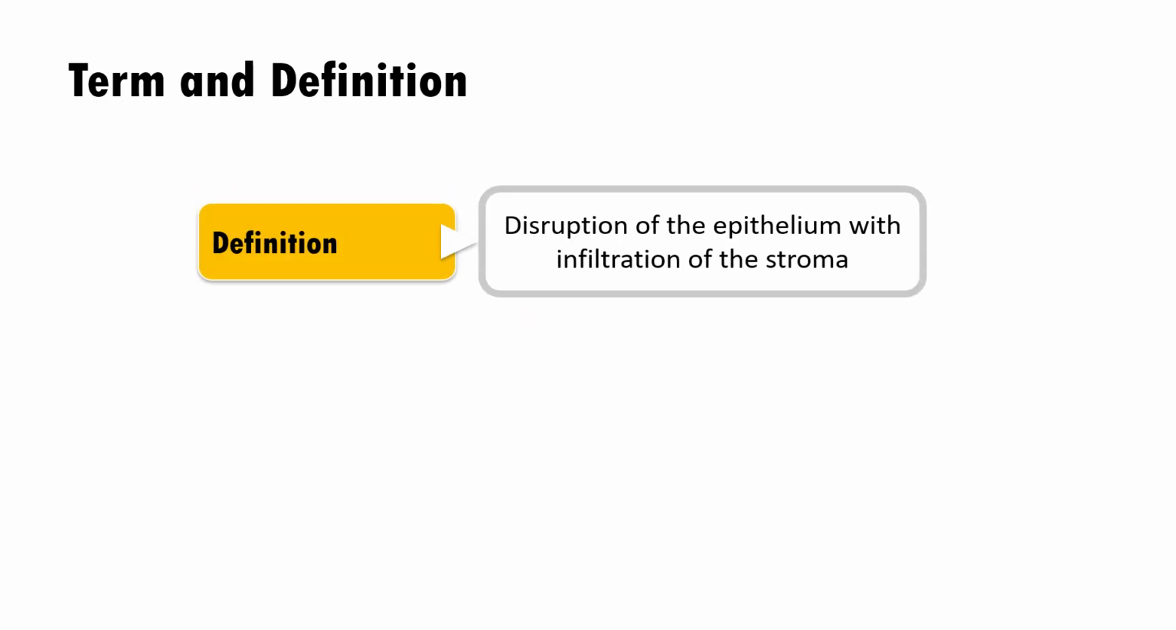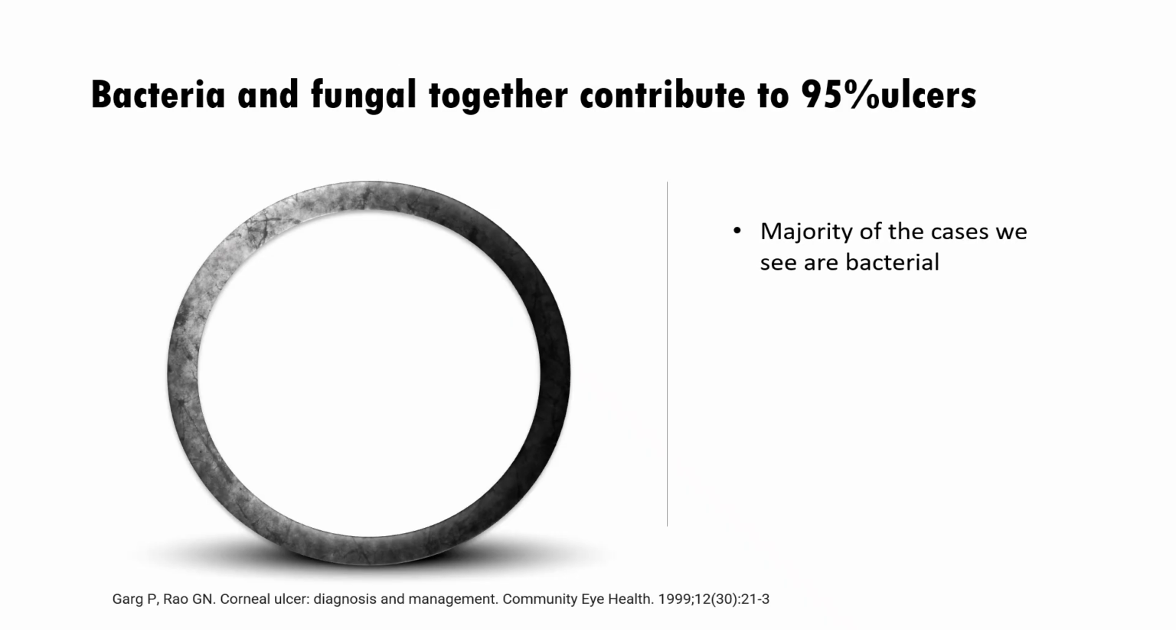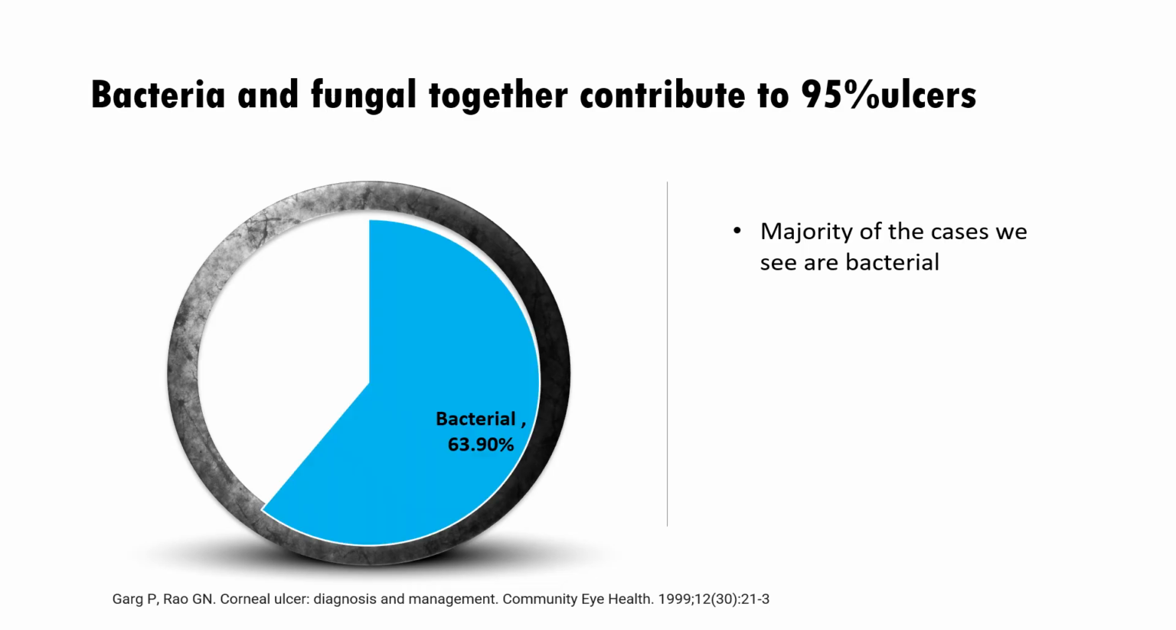Microbial keratitis is defined as disruption of the epithelium with infiltration of the stroma. Bacterial and fungal together contribute around 95% of the ulcers. Majority of the cases we see are bacterial, which constitute around 63%, and fungal contribute around 33%, parasitic are around 2%, and mixed infections are around 6%.